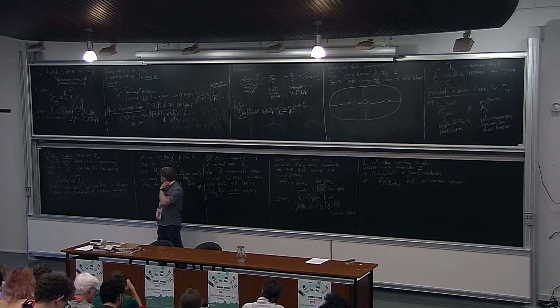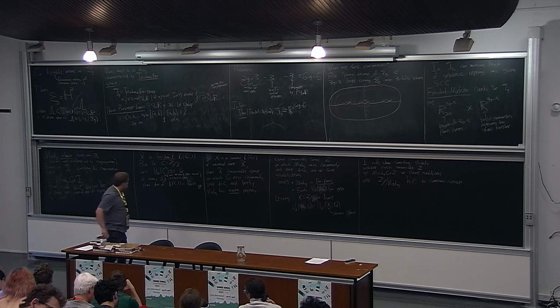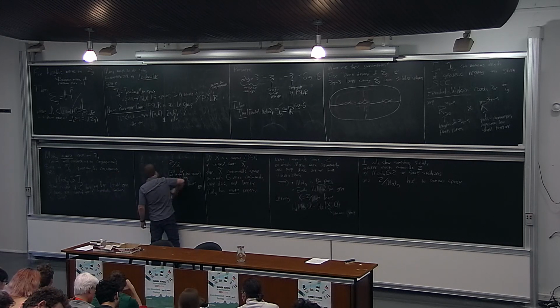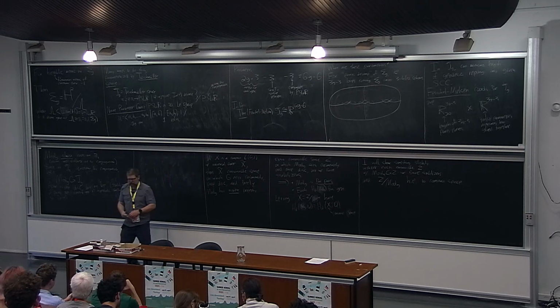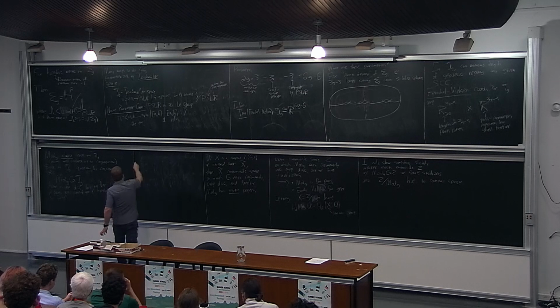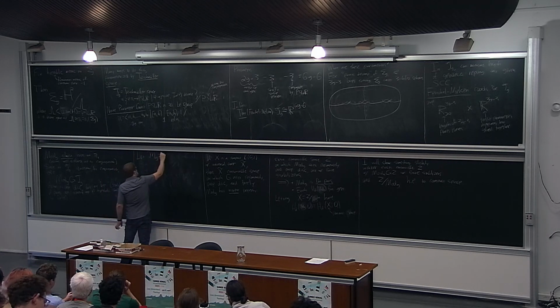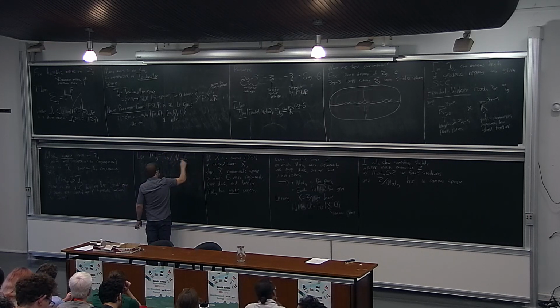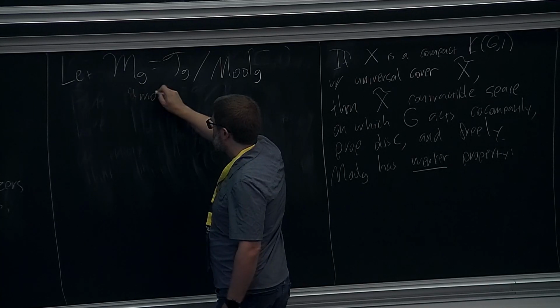Okay, so thus, we've gotten most of the way here, going back to what I said before. So I'll call this thing M_g. That right there is Teichmuller space modulo the mapping class group. So this right here is also called the moduli space.